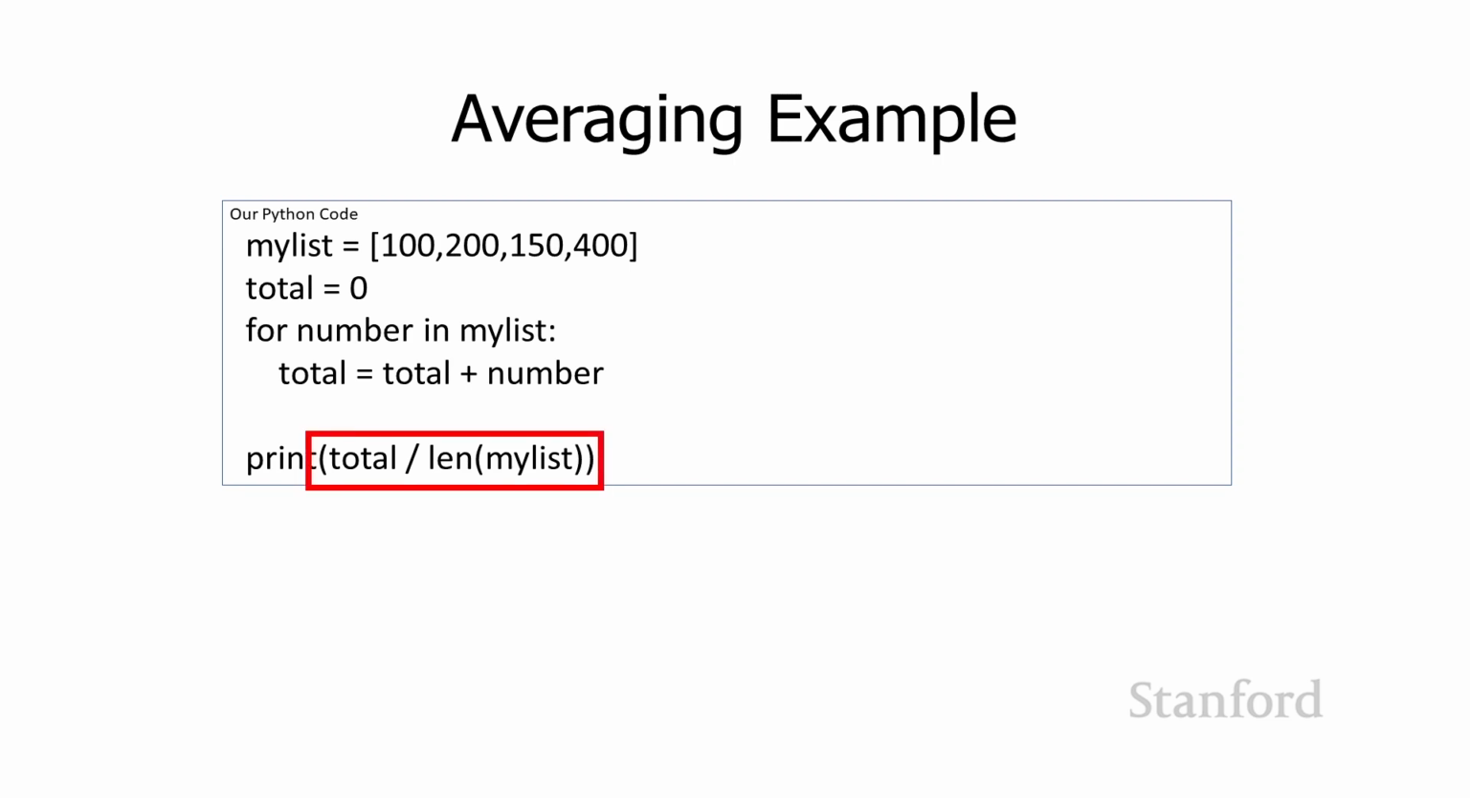And then what we're going to do is take the length of the list. Remember, the len function takes a list as a parameter, and it returns how long that list is. In this particular case, my list has 4 items in it, so length of my list is going to return a 4. I'm going to take the 850 divided by 4, and that's going to print out 212.5.